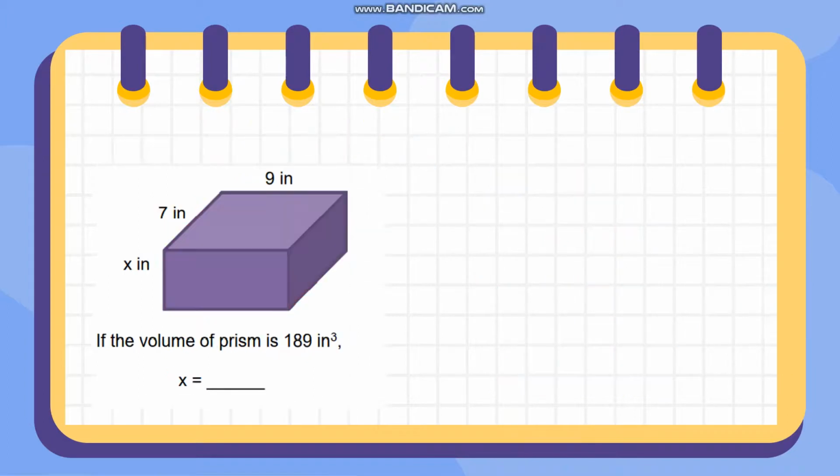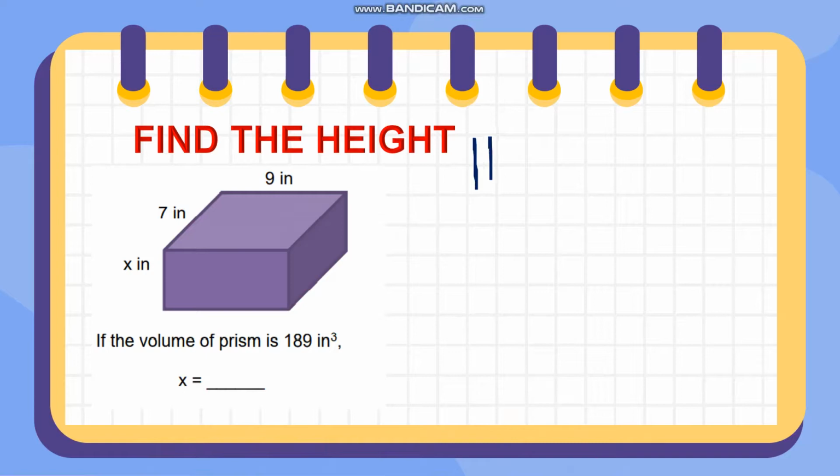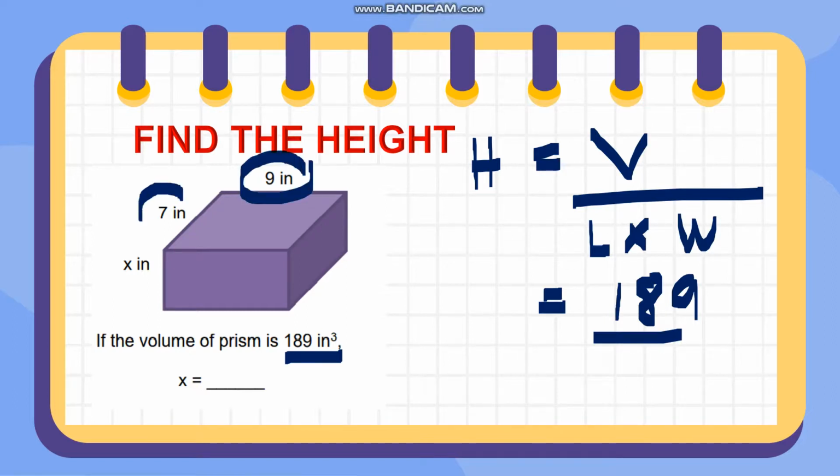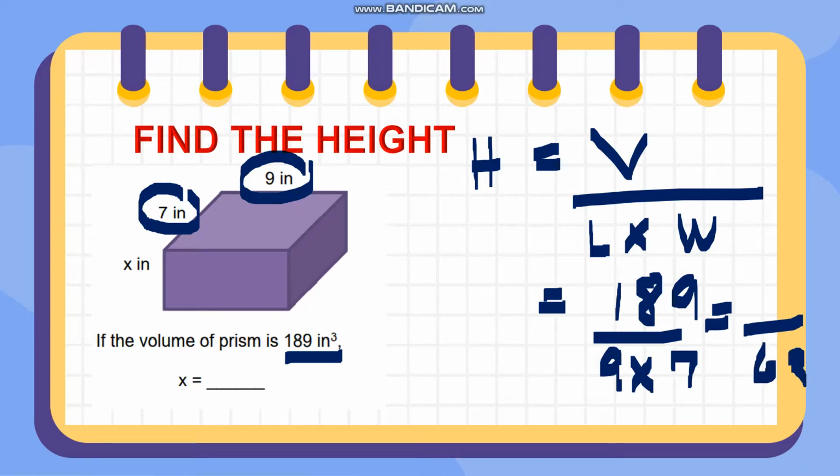The same thing in finding the height. To find the height, height is equivalent to volume divided by the missing sides, length multiplied by width. The volume given is 189. What is the length? The length is 9 and the width is 7. So 9 multiplied by 7 is 63, and this is 189. So 189 divided by 63 is equivalent to 3 inches.